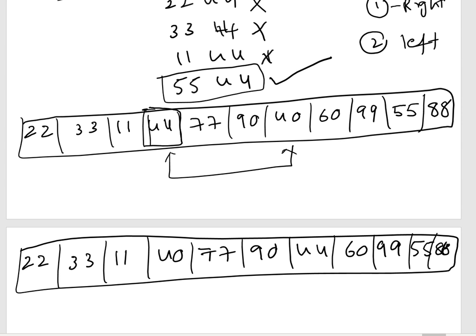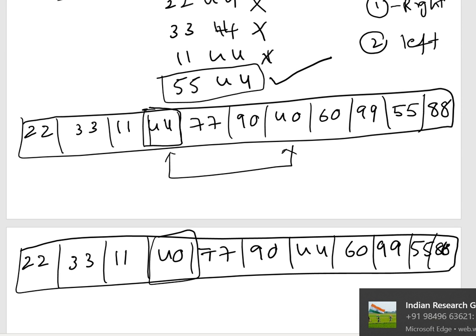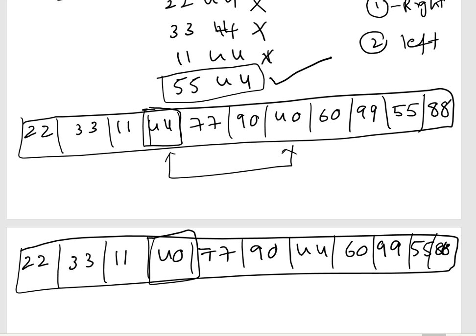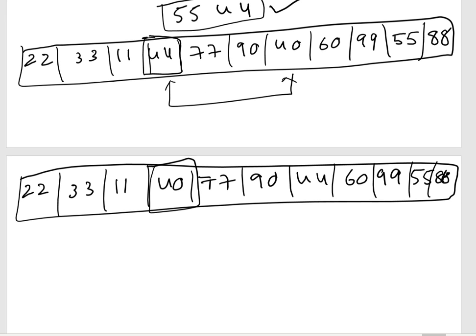Then now 40 is here. Now compare the right side. Now what will we do? We will swap with the value 44. So compare it out: are any values greater than or lesser than 40 on the right side?